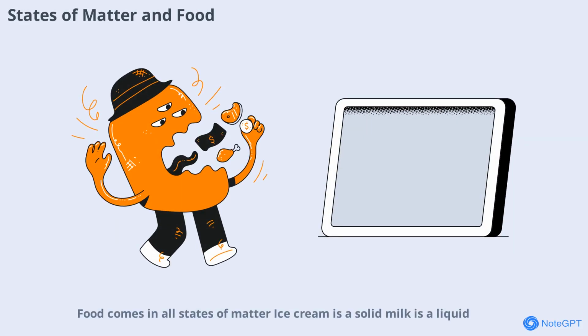Food comes in all states of matter. Ice cream is a solid, milk is a liquid, and the bubbles in soda are gas. Cooking often changes the state of food, making it tastier and easier to eat. Understanding these changes helps us enjoy our meals even more.